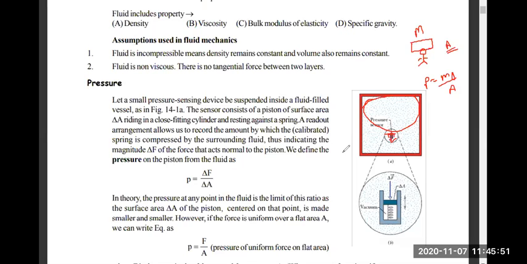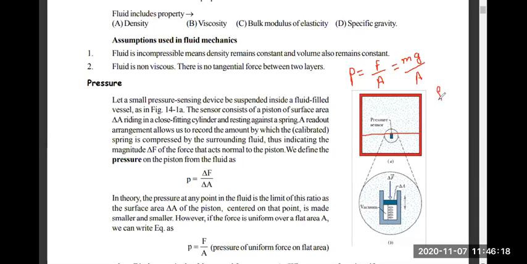Now think about it. It is just the same as the example I gave. So I can say that pressure is force per unit area, and force is mass into gravity, divided by A. But how can you find the mass of this liquid? Because we will be given the density. And suppose we know this height, h, and we know this whole area, A.